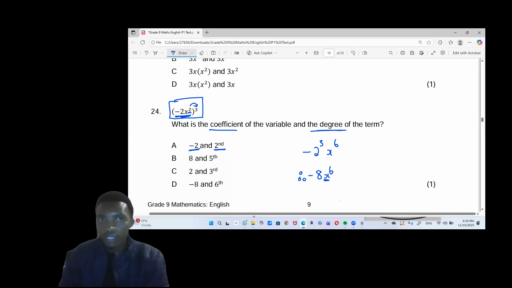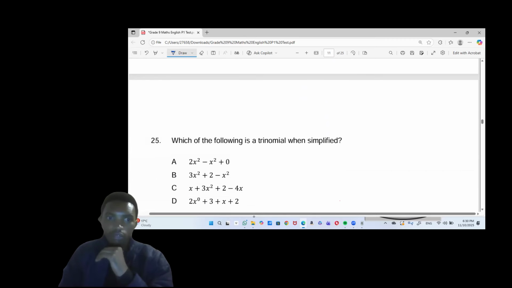What is the coefficient of x? -8. What is the degree of x? 6. So our answer in this case is what? It is D. Remember, all the time, before we do anything, let us simplify first. All the time, simplify before you do anything.